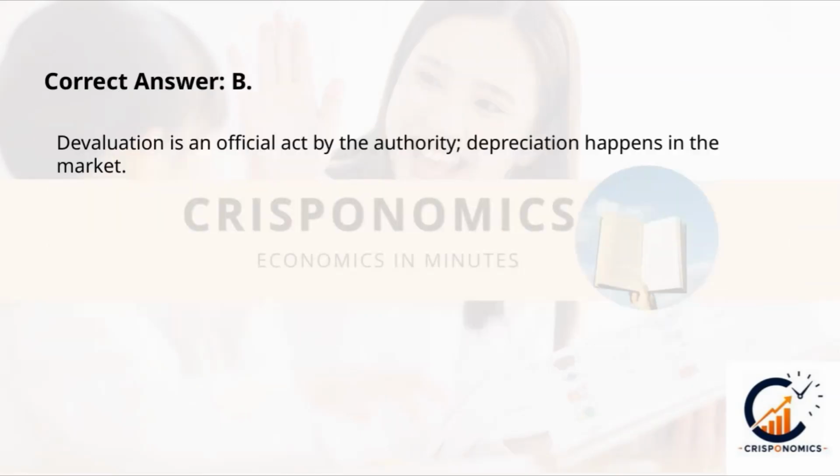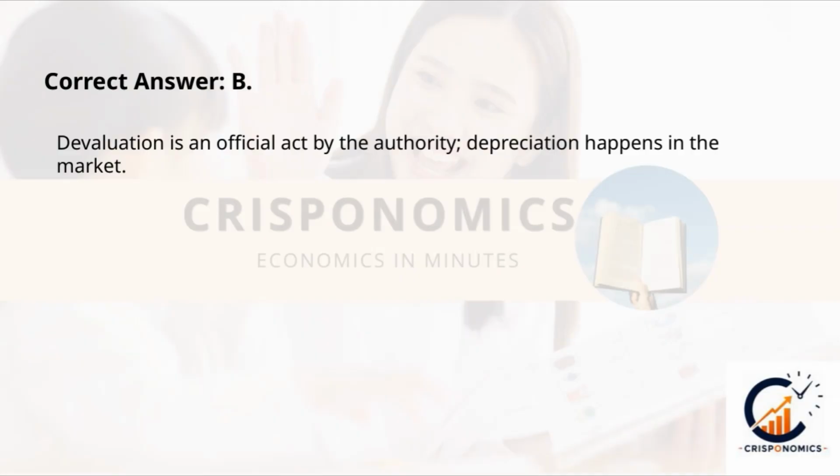Let's clarify the difference between devaluation and depreciation. Devaluation is an official move. It's when an authority, like a government, decides to lower the value of its currency. Depreciation, on the other hand, happens naturally in the market, driven by supply and demand.